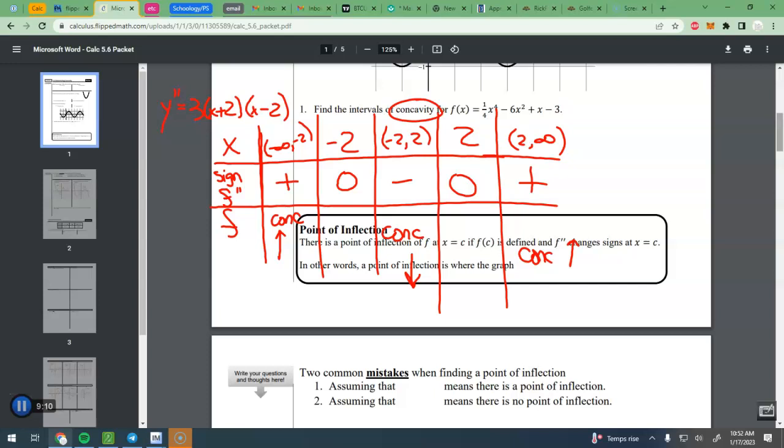So the intervals of concavity: we're concave up from negative infinity to negative 2, and 2 to infinity. If I justify it, I know that's true. F double prime is greater than 0, or you can write out positive. Concave down from negative 2 to 2. Just the opposite reason. Second derivative is negative.